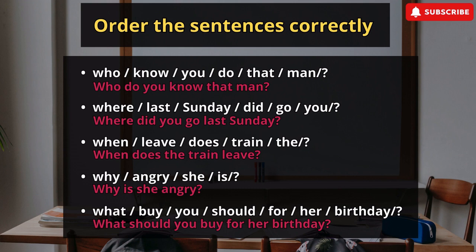When leave does train the? The correct form is: when does the train leave? Why angry she is? The correct form is: why is she angry? What buy you should for her birthday? The correct form is: what should you buy for her birthday?